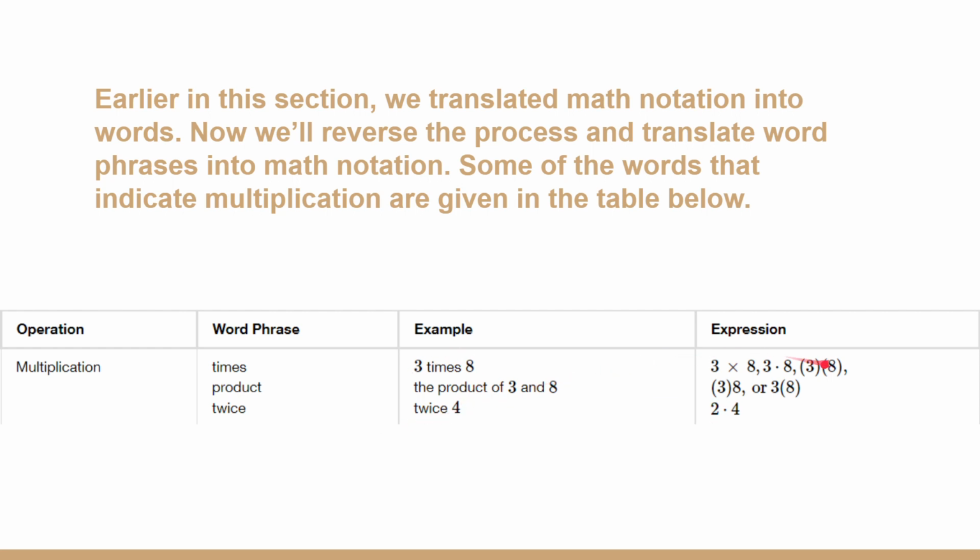And 3 times 8 can be written with a dot or parentheses. And the product of 3 and 8 can be written as 3 times 8 or 8 times 3, it doesn't matter.